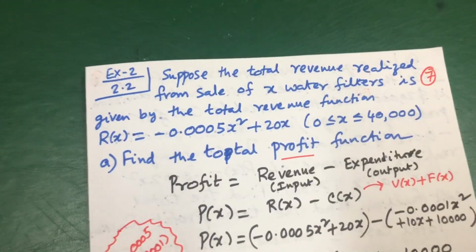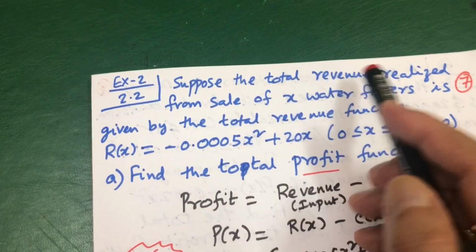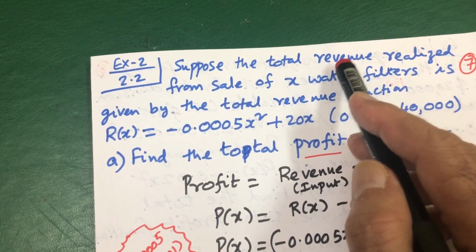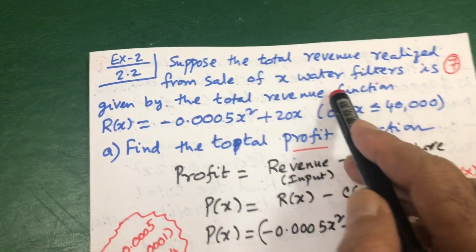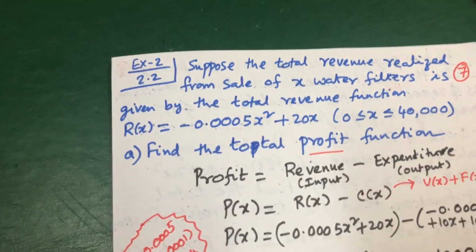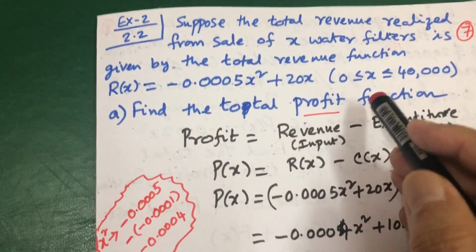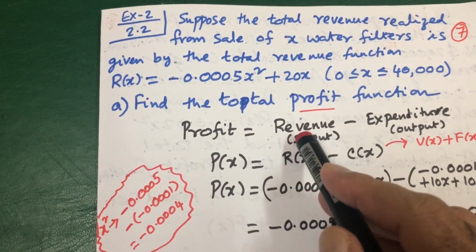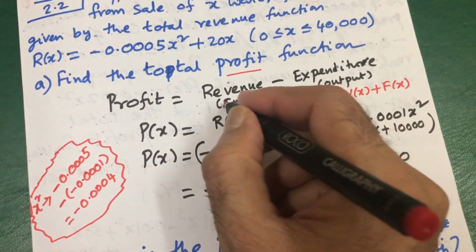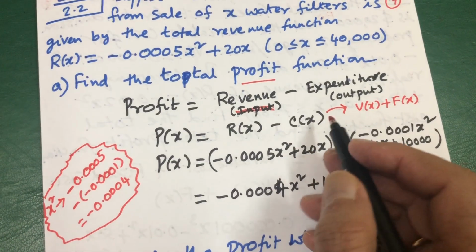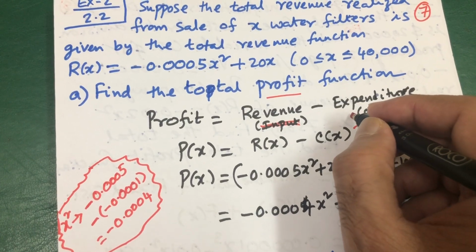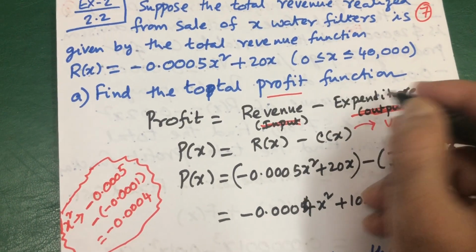Suppose another problem. The total revenue realized by the sale of X water filters is given by the total revenue function, so RX is equal to this. Find the total profit. What do you mean by total profit? Revenue means the money that comes into your pocket. Expenditure means what you spent on the business.